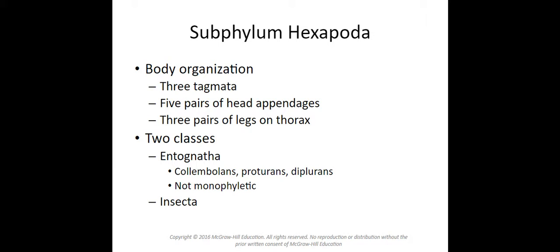And there are 5 pairs of appendages on the head. Some of them are for the mouth, some of them are for the antennae. There are 3 pairs of legs on the thorax, so every insect has 6 legs. There are 2 classes in there. There's Entognatha, which is going to have some collembolans, the protura, and the diplura. It is not monophyletic. It's actually a group coming off of more than one branch off the tree. And then the one that we really need to talk about is class Insecta.